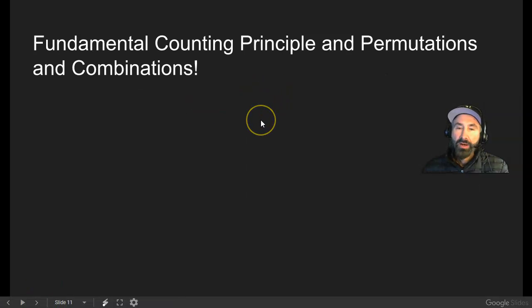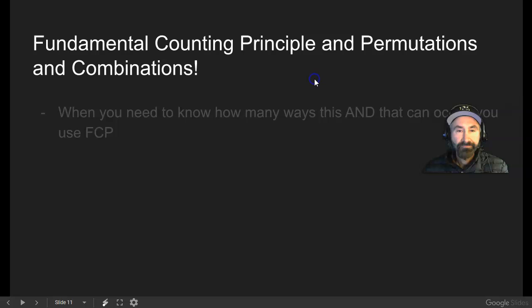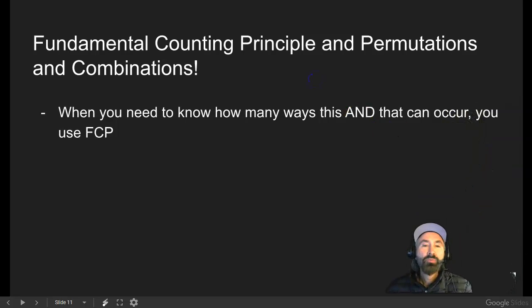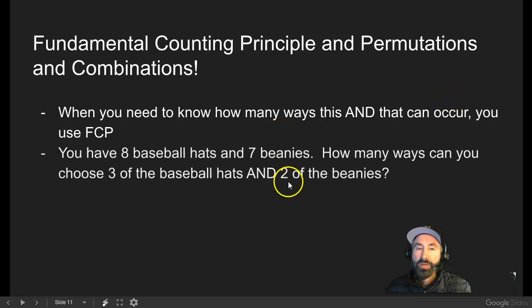Okay, so sometimes we have to combine together the fundamental counting principle with permutations and combinations. When do we need this? When you need to know how many ways this and that can occur, then we would use the fundamental counting principle. So, for example, let's say that you have 8 baseball hats and 7 beanies. How many ways can you choose 3 of the baseball hats and 2 of the beanies?